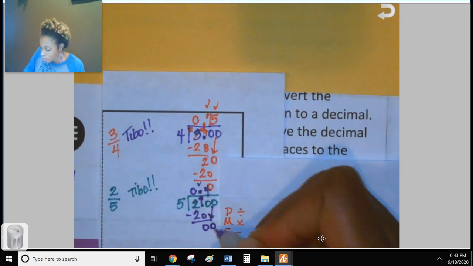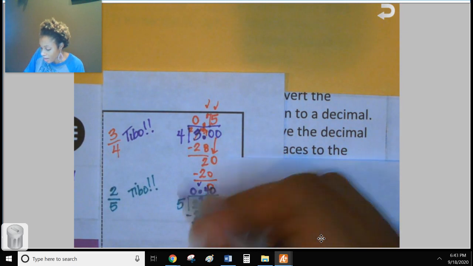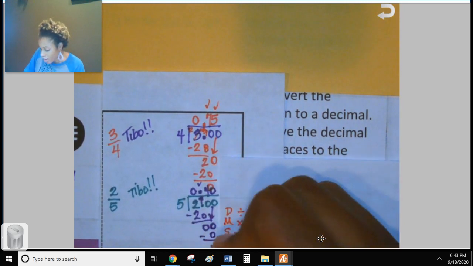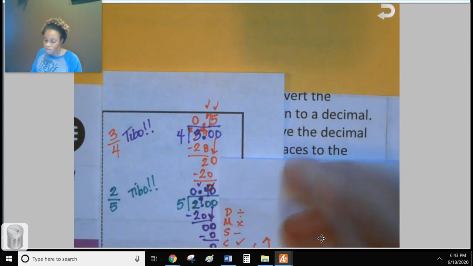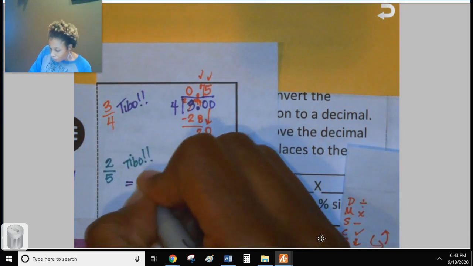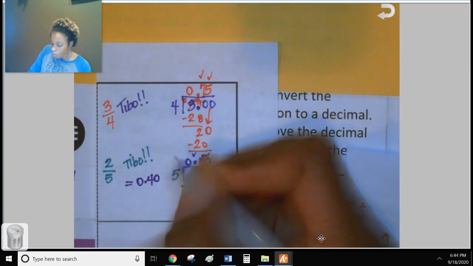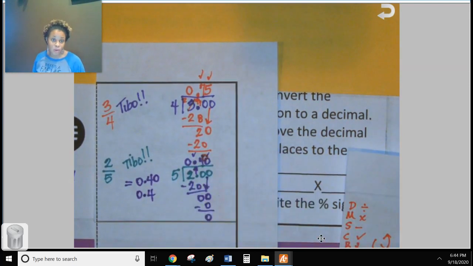I get 0. 0 times 5 is 0. I subtract. I get 0. 0 is less than that. Check off my 2 numbers. So you should have gotten 40 hundredths, or you can write it as 4 tenths because we normally drop off the 0 after.